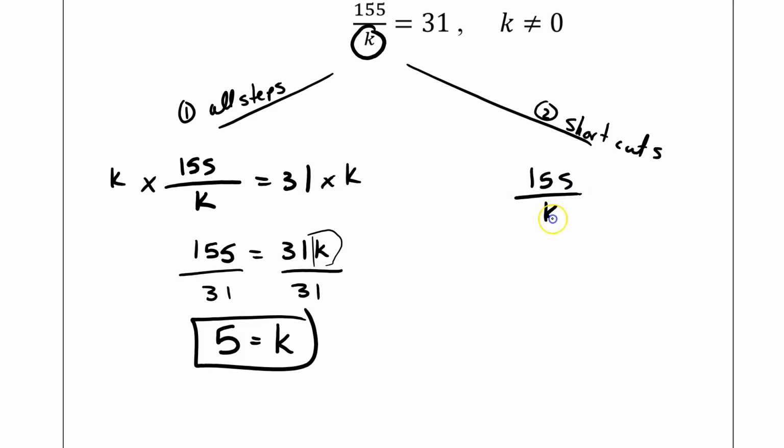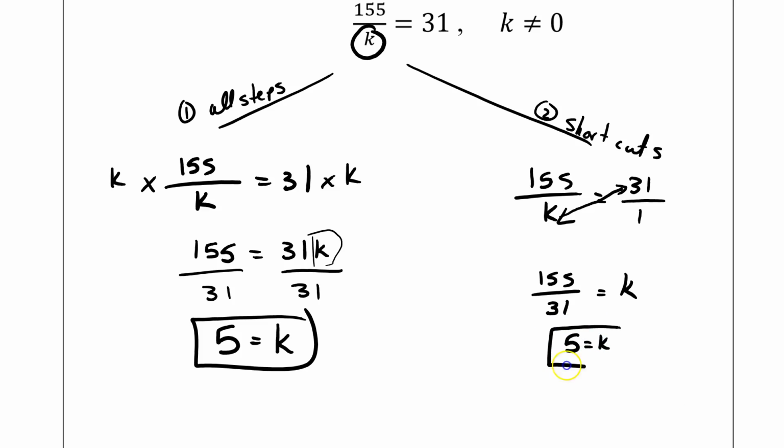155 over k, and we're going to set this up like a cross-multiplying question, equals 31 over 1. What can happen is the denominator of 1 can be switched with the denominator of the other. So I'm going to say 155 divided by 31 equals k. This is only going to work when a variable is in the denominator. 155 divided by 31 is simply 5 equals k.